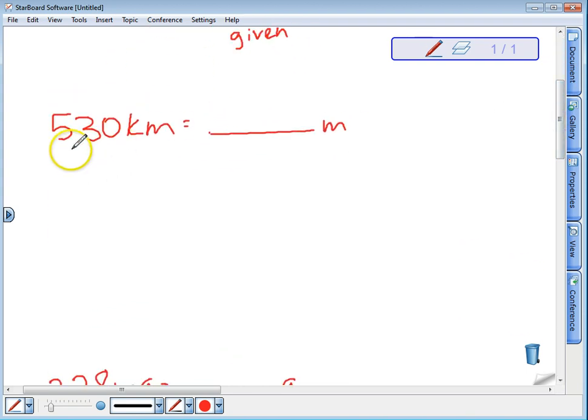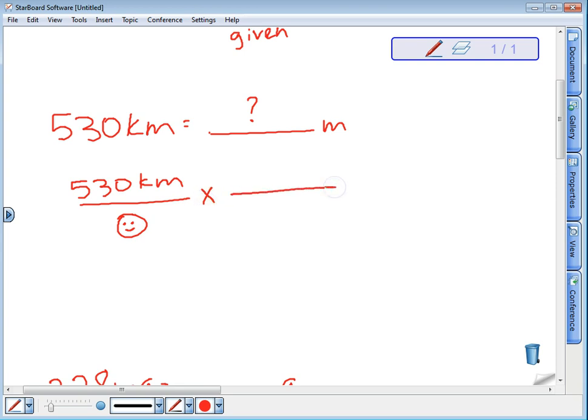If we start with 530 kilometers equals however many meters, we want to know how many meters that is equivalent to. We're going to start by putting 530 kilometers on the top part of a fraction. You can put anything you want on the bottom. You can put a 1, you can put a smiley face, just some symbol to show this is on the top of the fraction. Then we're going to set up our conversion factor. We know that kilometers is what we're given. It needs to go on the bottom so that these units will cancel out, because I don't want to end up with those anymore. I want to end up with meters, so it needs to go on top.